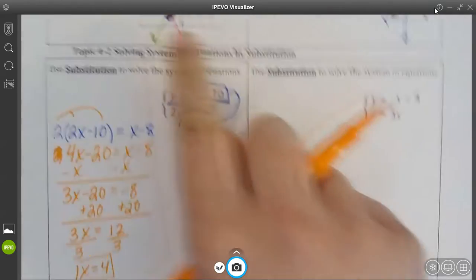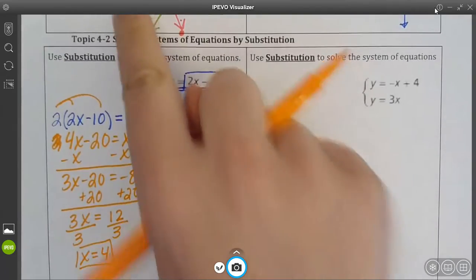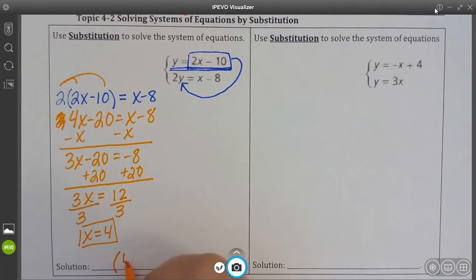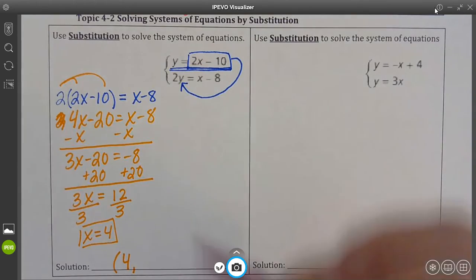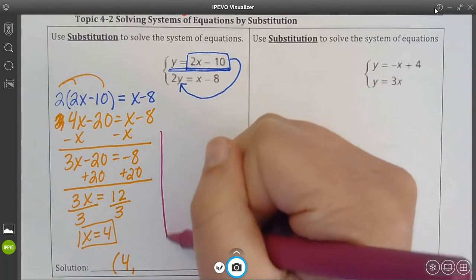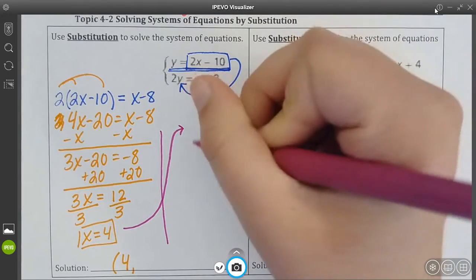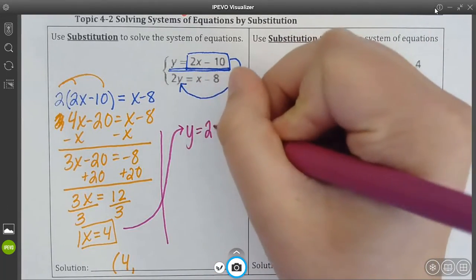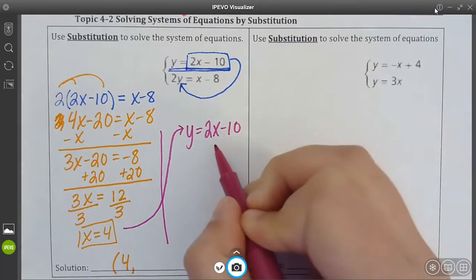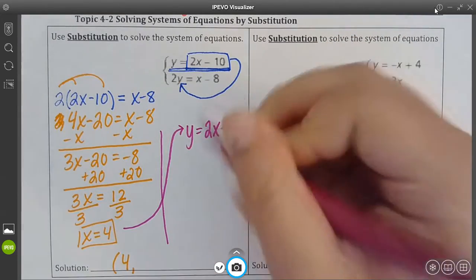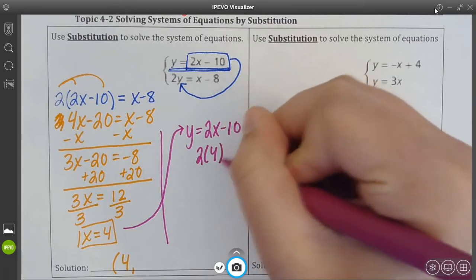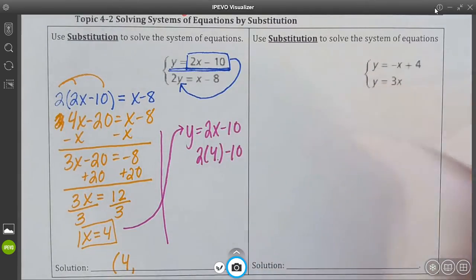Now, if we think about our solutions in our first problem, it's an ordered pair. So that's just my x value. I need to come up with my y value, and that is going to require us to plug this in to our first equation. We had y equals 2x minus 10, but now we know what x is, right? We know that x is 4. So I'm going to have 2 times 4 minus 10.